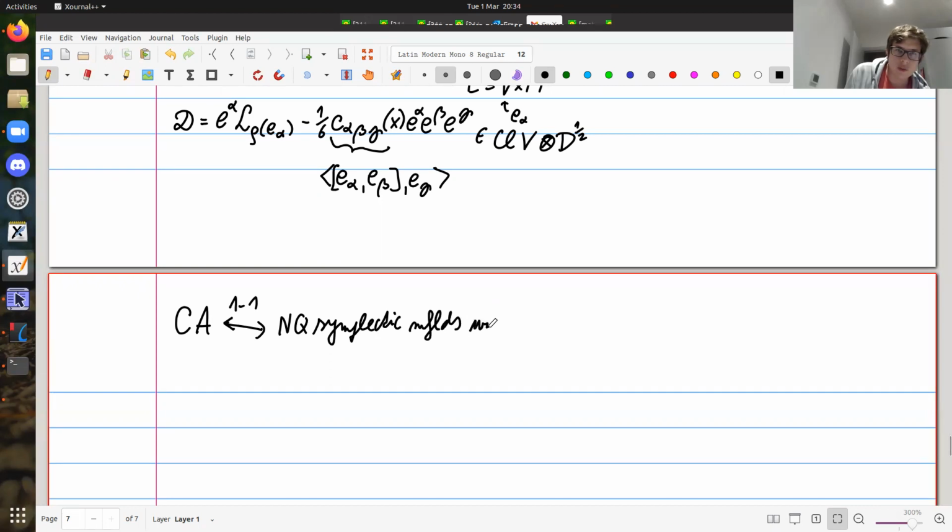Let's say with degree of symplectic form being 2. So what this thing means is, let me explain it one by one. So N here means N manifolds in this context.